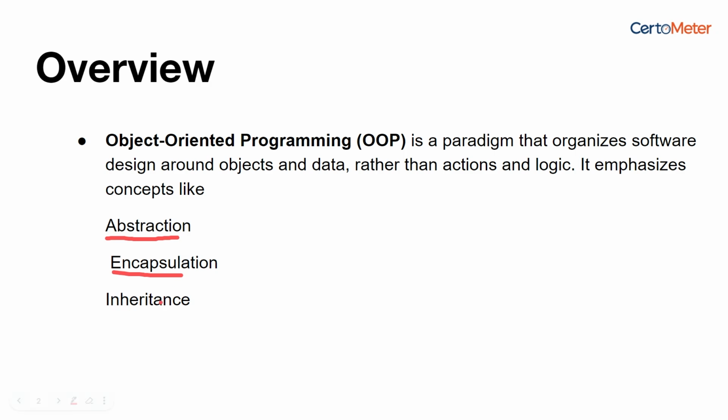Then we have inheritance. Inheritance is a coding paradigm where we leverage a class's object so that we can inherit it in a different class. And then we have polymorphism. Poly means many and morphism means forms. So one piece of code can exist in different forms. We will see all of these in detail, but this is a brief overview of object-oriented programming.